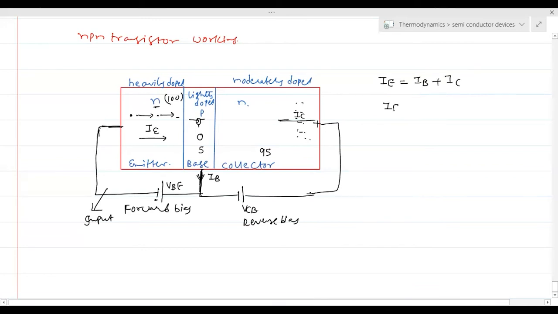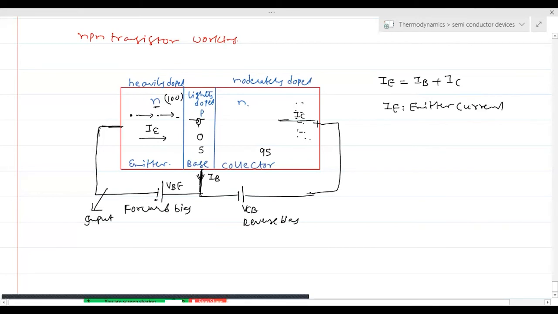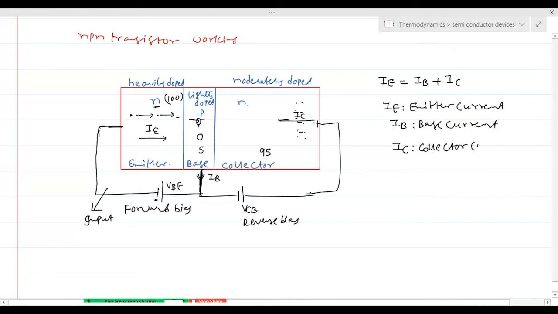IE is nothing but the emitter current, IB is nothing but the base current, and IC is nothing but the collector current.